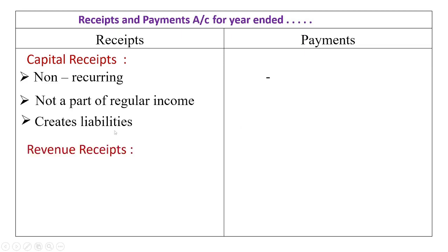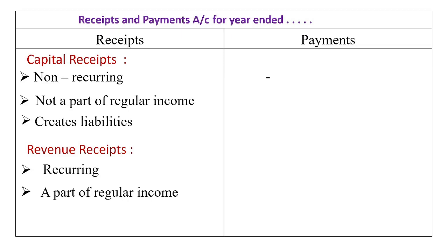Thereafter, the second type of receipts are revenue receipts. Revenue receipts are those receipts which are recurring in nature. Means our organization has received them many times, every year. The second thing is that they are a part of the regular income of our organization. As we learned earlier, there are some receipts like fees and subscriptions. So they are a part of our regular income.